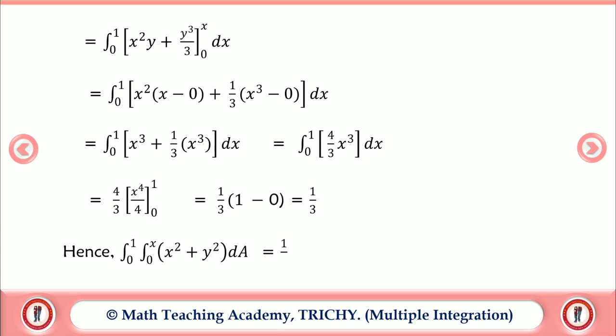Hence, integral 0 to 1, integral 0 to x, of x squared plus y squared dA becomes 1 by 3.